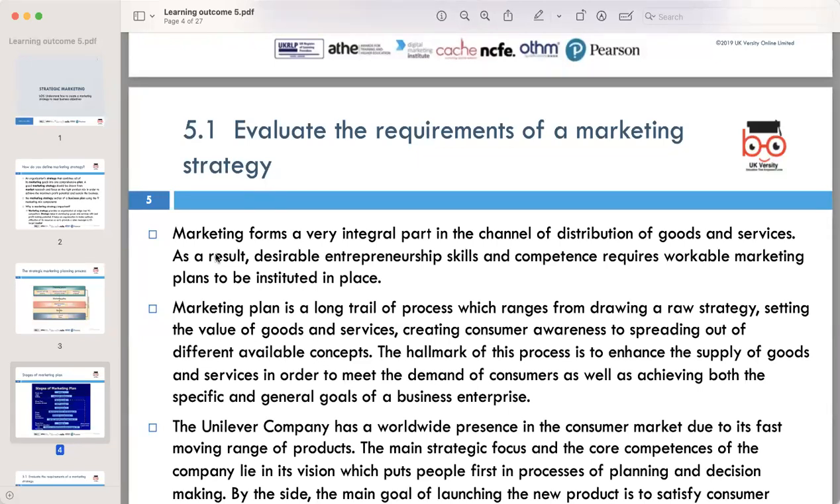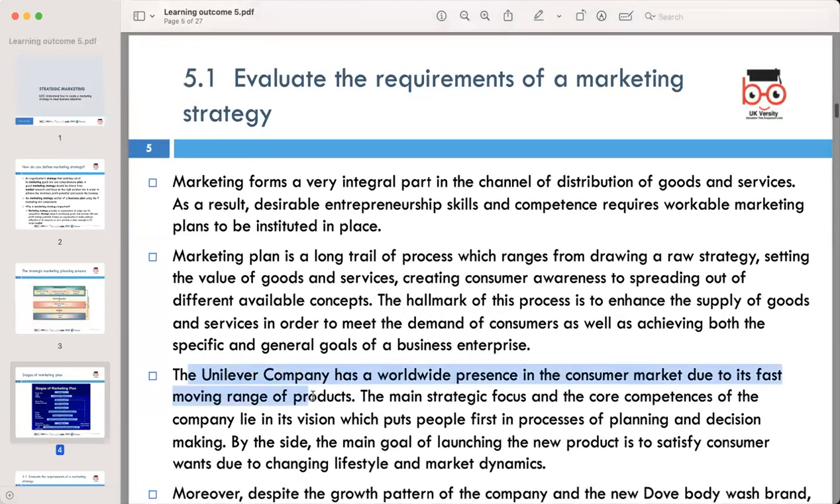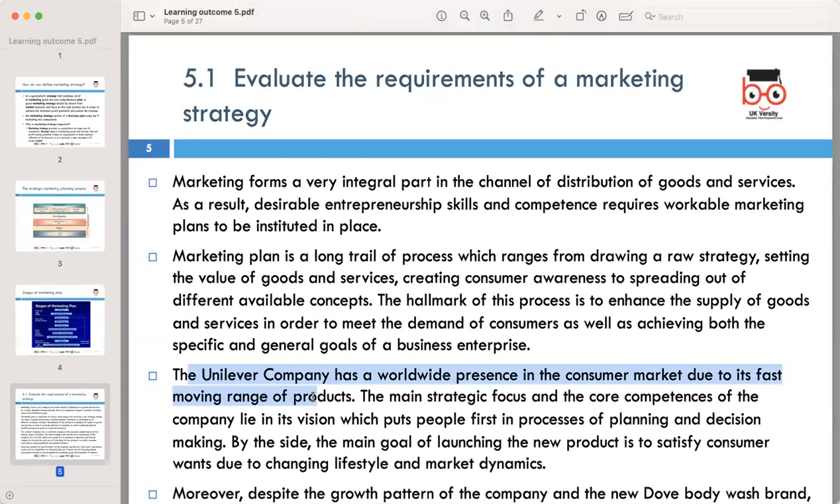The ultimate goal is to meet consumer demand, achieve specific and general business objectives, and enhance the supply of goods and services. Unilever is the company we are talking about, with its global presence in the consumer marketplaces, putting people at the forefront of its planning and decision-making process. The primary aim of launching a new product is to cater to changing consumer needs driven by evolving lifestyles and market dynamics.